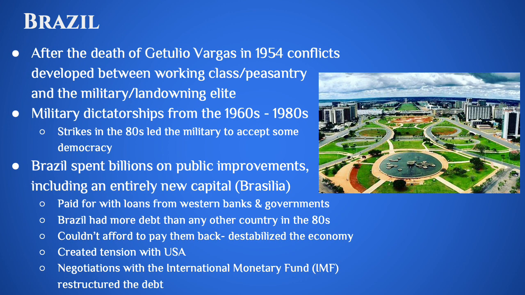As a consequence of that, you have a series of military dictatorships from the 60s through the 80s. Although by the later part of the 1980s, there are some strikes and protests, and that leads the military to accept some democracy. During this period, Brazil spent billions of dollars that they didn't actually have on public improvements, including an entirely new designed capital of Brasilia, which you can see in the image there. But it was all paid for with loans from Western banks and Western governments, and they were never going to be able to pay that back.